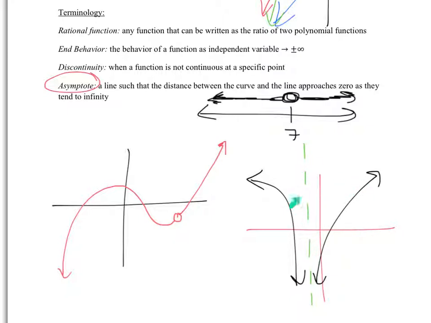Estimate. If this is negative 1, what might this be? Okay, if this is 3 and this is negative 1, what's the gap? 4. What's happening to the gap as I get closer and closer here? Yeah, so the distance between is getting smaller as it tends to infinity. In this case, it tends to negative infinity. Either one, depends on the graph.